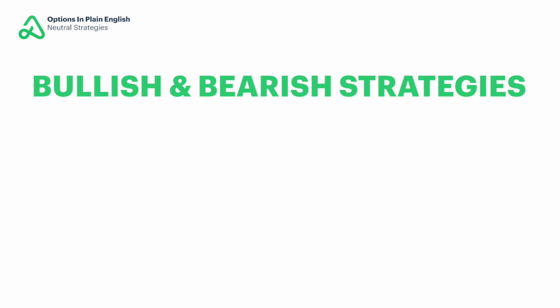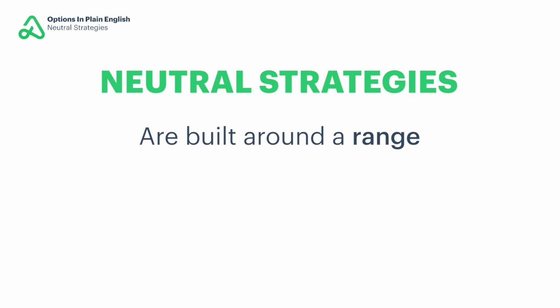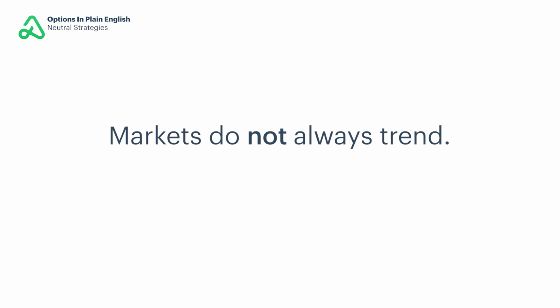Now here's the rule of thumb. Bullish and bearish strategies are built around direction. Neutral strategies are built around a range. And that matters because markets do not always trend. Sometimes they're choppy, sometimes they move sideways, sometimes they stay inside a range longer than traders expect. Sometimes the biggest opportunity is not predicting the next big move, but defining where you think the price is unlikely to go.